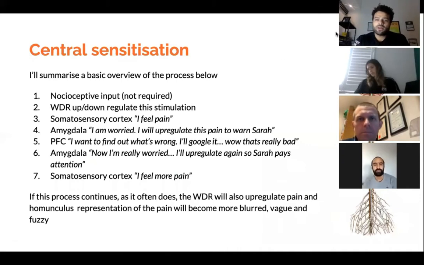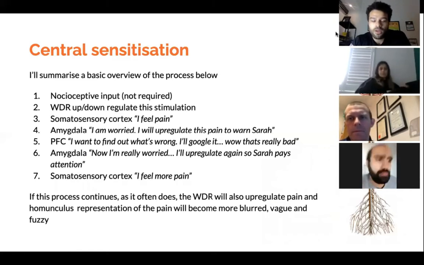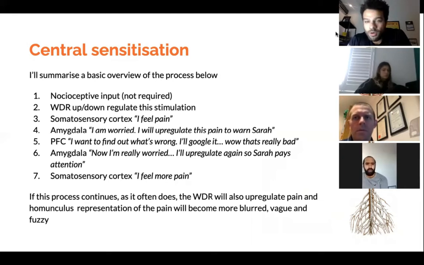So we can use, for example, the concept of central sensitization to understand how these different areas interact. We've got a nociceptive input, which is just, say, a breaking of tissue or a pressure applied to tissue. This isn't required for pain, but we'll add this in anyway. We've then got the WDRs, which are the wide dynamic range neurons. These are essentially amps, to decide whether or not to amplify or to reduce the amount of sensation from the body.